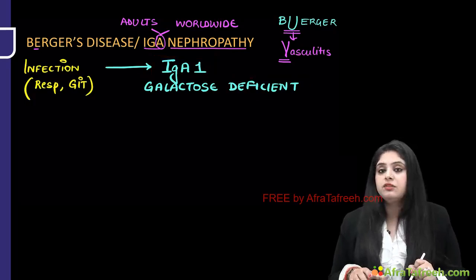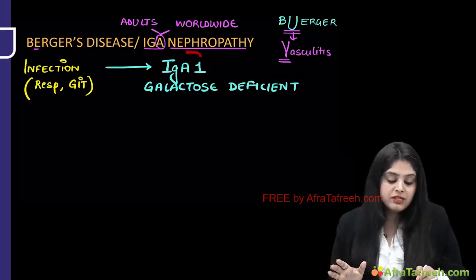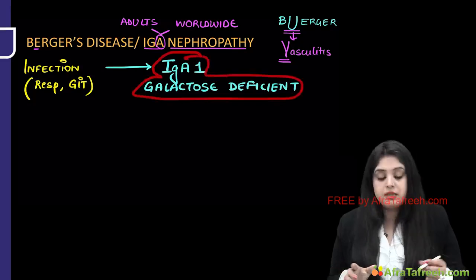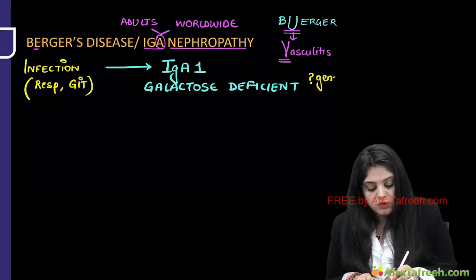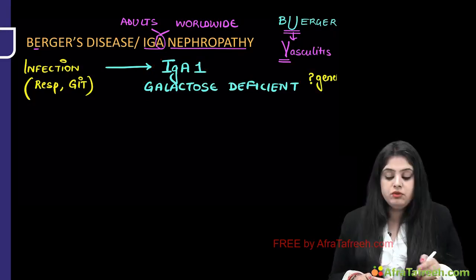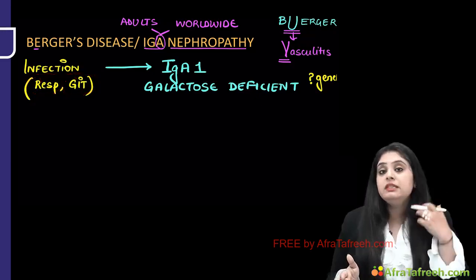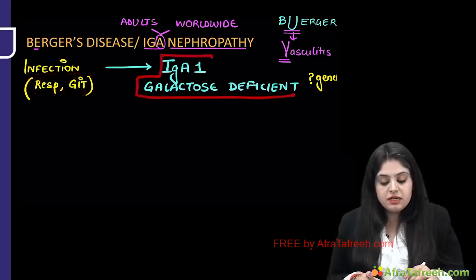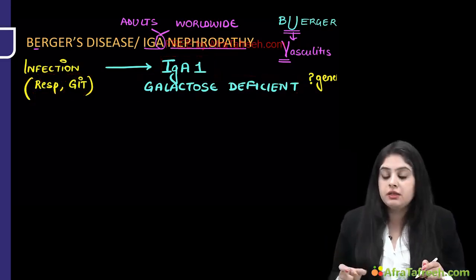So then they did a lot of studies for many years, and they could not find the reason. Now they are saying there could be an underlying genetic problem, because anyone can have a streptococcus or a GI infection, but only these patients were making this weird type of antibody. That is why they said there must be some underlying genetic problem.